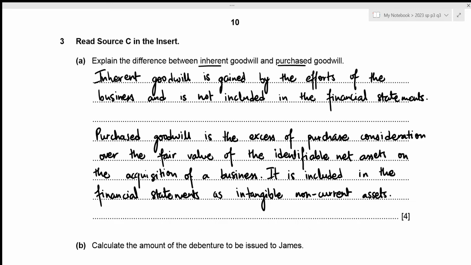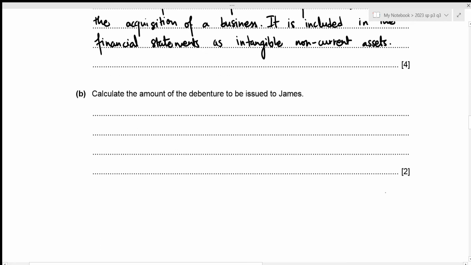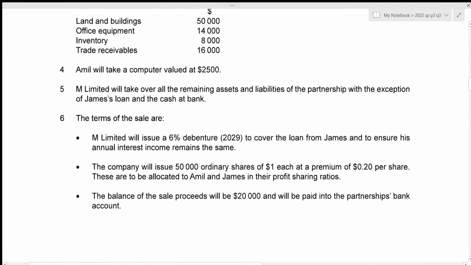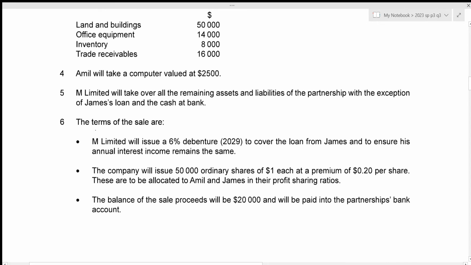Now let's move towards the second part. We need to calculate the amount of the debenture to be issued to James. Let's have a look at the given additional information. Right here we can see there is a 6% debenture to cover the loan from James and to ensure his annual interest income remains the same. So this is a 6% debenture, and again, we're talking about James' loan. M Limited will take over all the remaining assets and liabilities of the partnership with the exception of James' loan and the cash at bank.